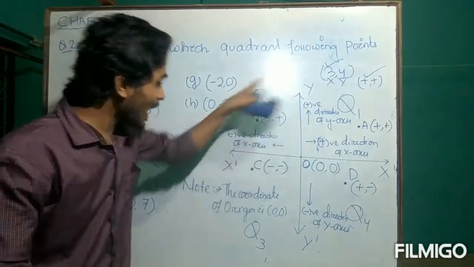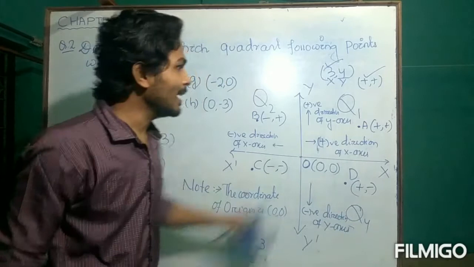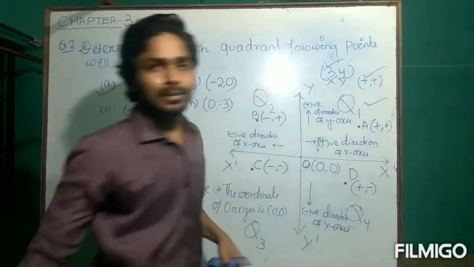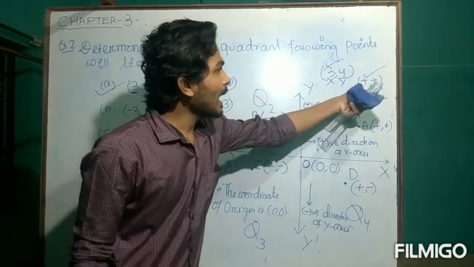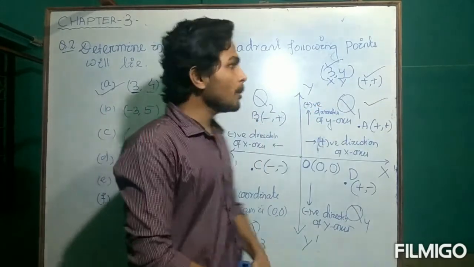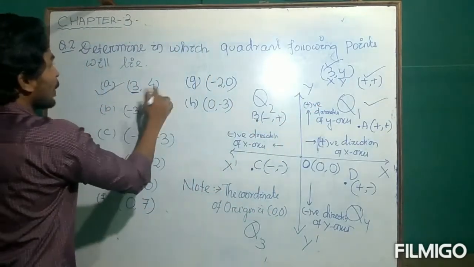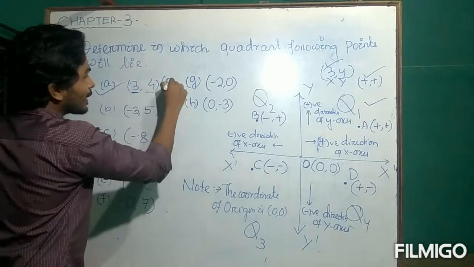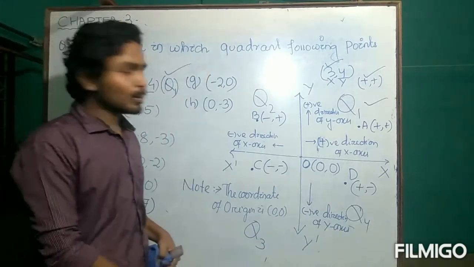That means it will lie in which quadrant out of these 4 quadrants? Definitely in quadrant 1, because both the x and the y have positive values. So we can write this point will lie in quadrant 1. This is our answer. Understood?